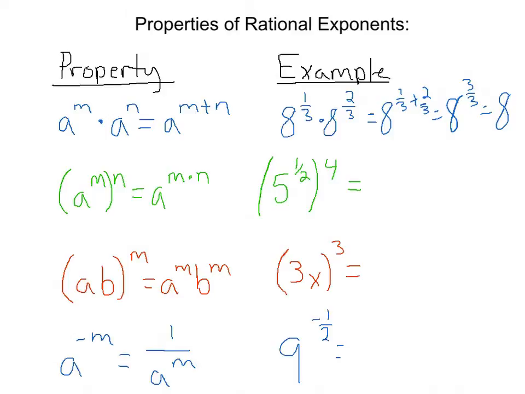So then we look at the second property, a to the power of m, to the power of n. So what we do here, we have a term with an exponent being raised to another exponent. So we take this a and we multiply the exponents together. So we have 5 to the power of 1/2 raised to the power of 4. That's going to give us 5 to the power of 1/2 times 4. 1/2 times 4 is just 2, so we have 5 squared, which reduces to 25.